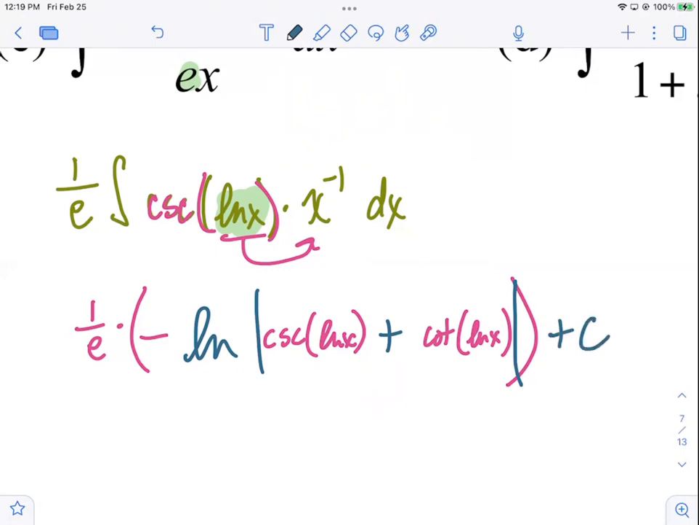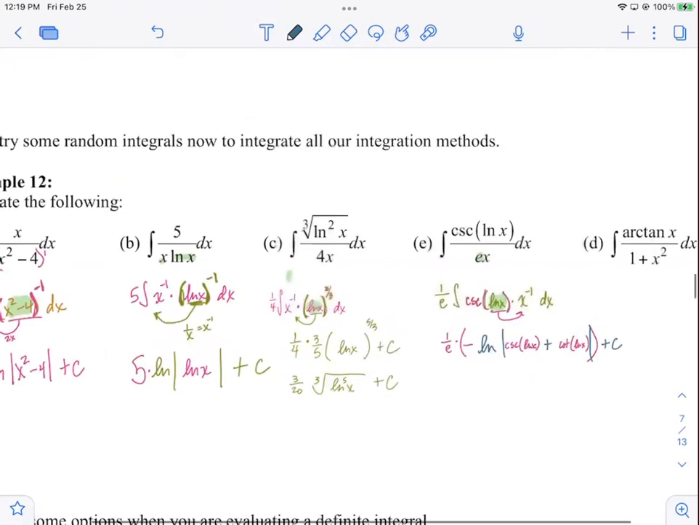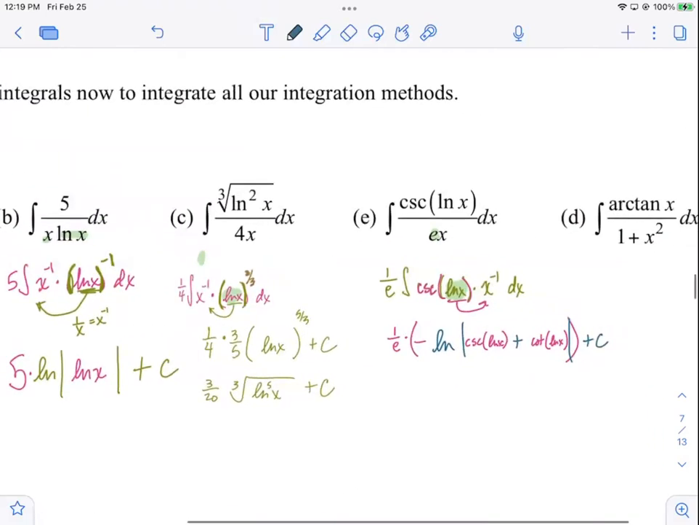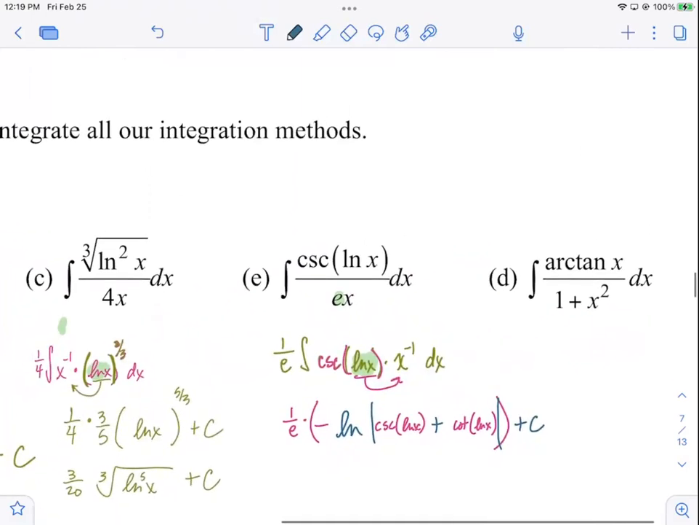And again, notice I have parentheses with the negative. Of course, when you clean that up, you can bring the negative out in front of the 1 over e. So if you noticed, it looks like for the last 3 problems, our inside function has been the same thing, ln of x. The only thing that's different is the rule of integration itself.